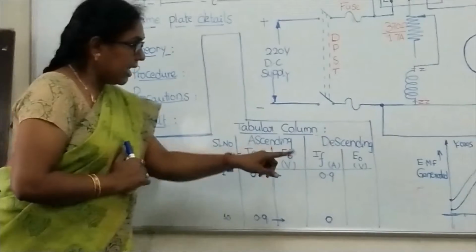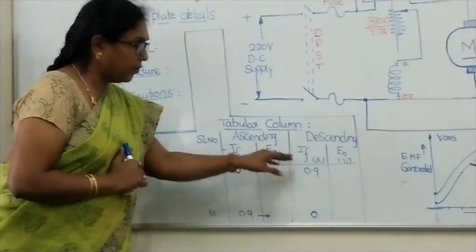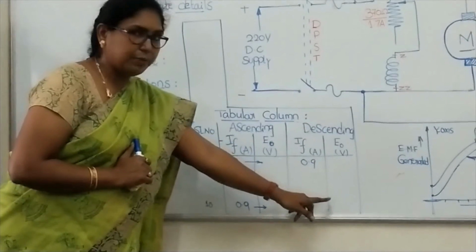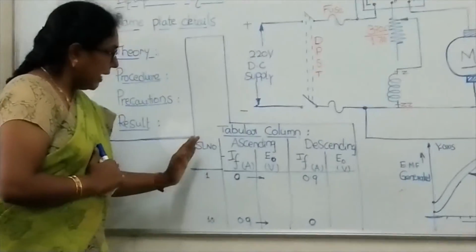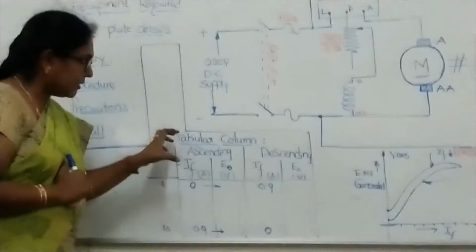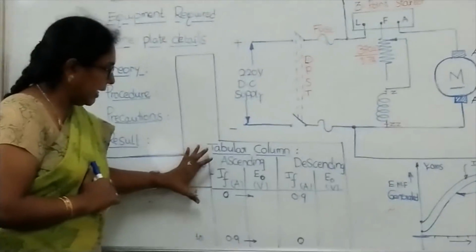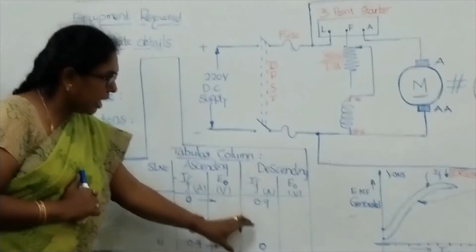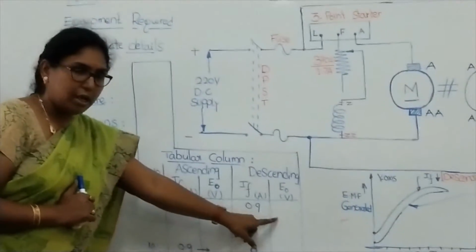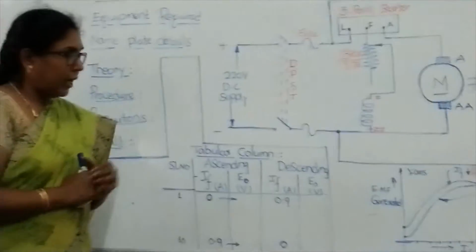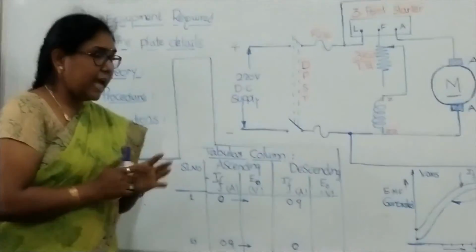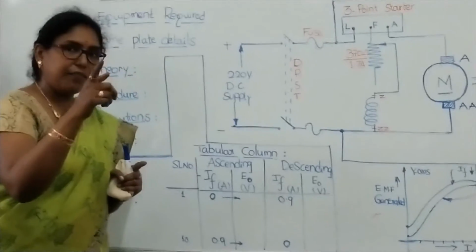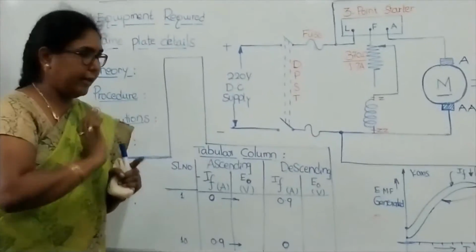In the other case, I am decreasing the field current from the maximum value to the minimum value, and observing how the output voltage changes. So for ascending, I am noting the field current in amperes as it increases, and for descending, the field current as I reduce it. Here we are going to draw two OCCs: one OCC, or magnetization characteristic curve, in the ascending order first and then in the descending order next.